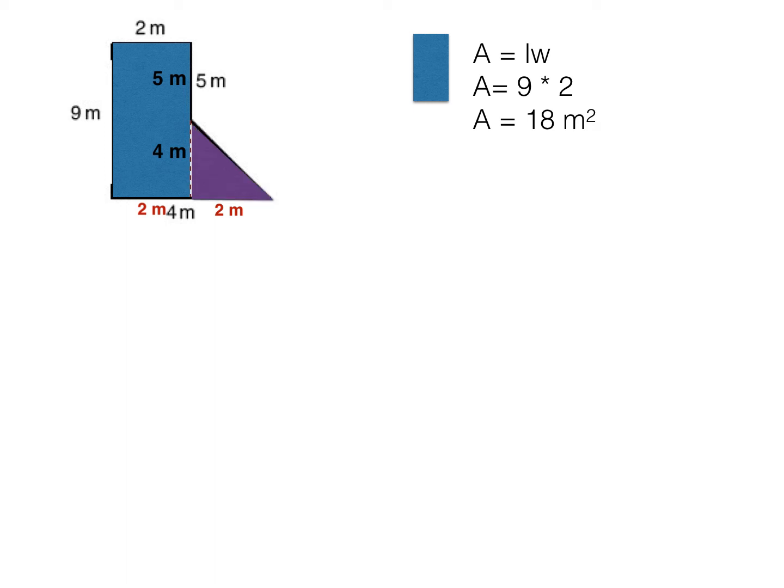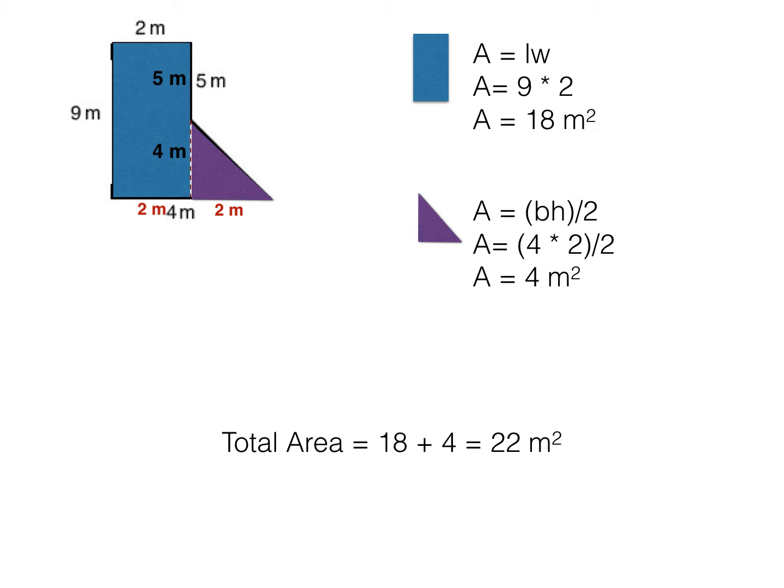Next, we will find the area of the triangle. The area of a triangle is base times height divided by 2. The base of the triangle is 2, times the height of the triangle, which is 4. 2 times 4 divided by 2 is equal to 4 square meters.